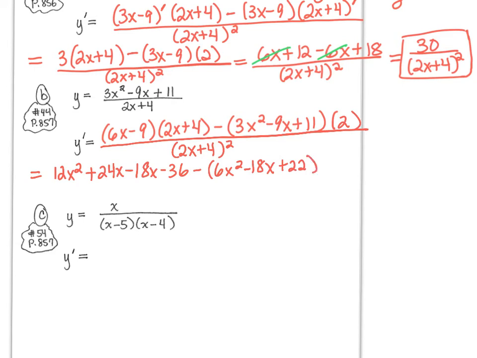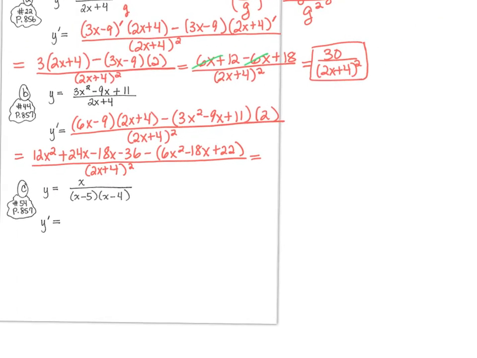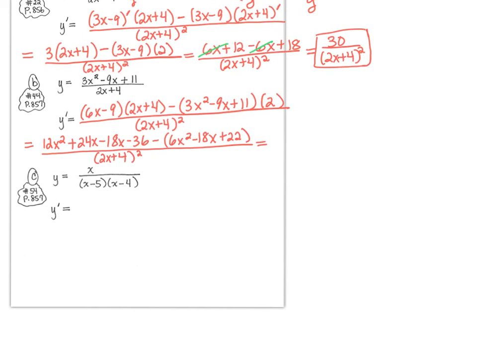And put all of that over 2x plus 4. Good. 2x plus 4 quantity squared. Good. Now, from there, you can keep going, or someone else can pick it up from there. I'm okay either way. If you want it, go for it. Don't fight over it. Yes. 6x squared plus 24x minus 58.